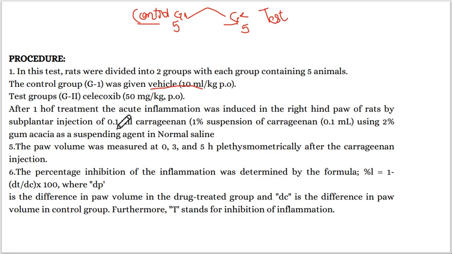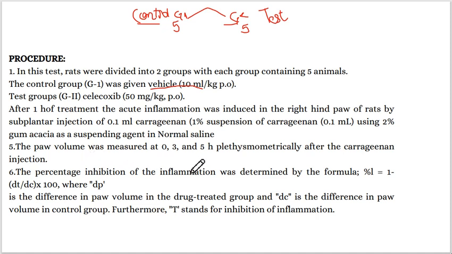On the day of treatment, acute inflammation was induced in the right hind paw of rats by subplantar injection of 0.1 ml of carrageenan, a 1% suspension of carrageenan using 2% gum acacia as a suspending agent in normal saline. The paw volume was measured at 0, 3 and 5 hours plethysmometrically after the carrageenan injection.